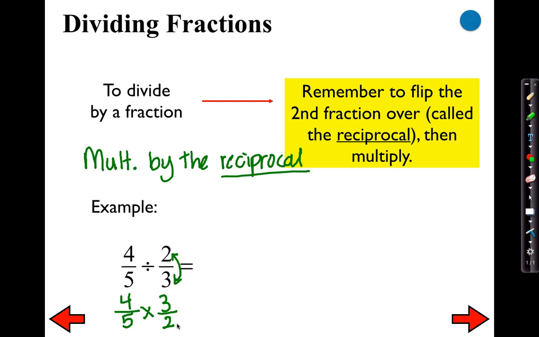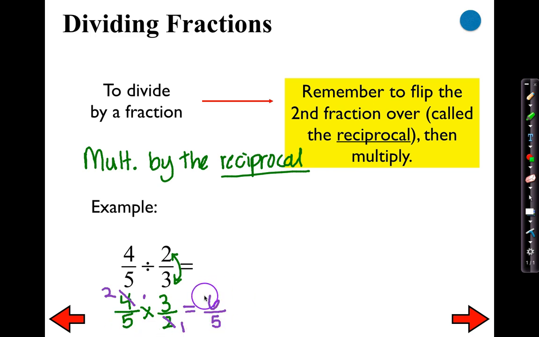So what could I do? Well, I can check if I can cross cancel. Could I? Yeah. So here, 4 and 2 have a 2 in common, so let's go ahead and divide that. 4 divided by 2 is 2. 2 divided by 2 is 1. Do 5 and 3 have anything in common? Nope. So I'm just going to go ahead and multiply straight across and say 2 times 3 is 6. 5 times 1 is 5.